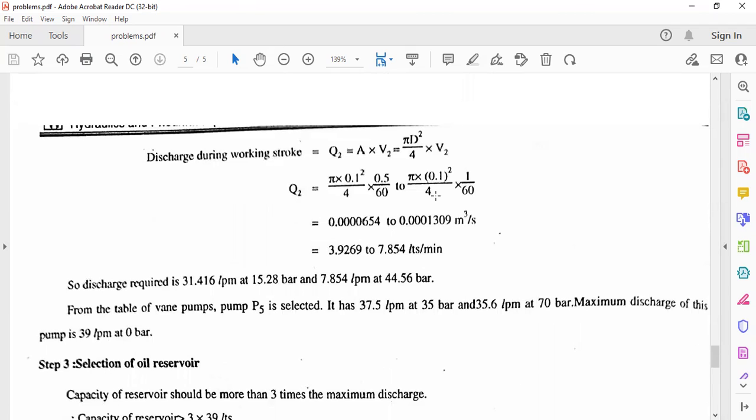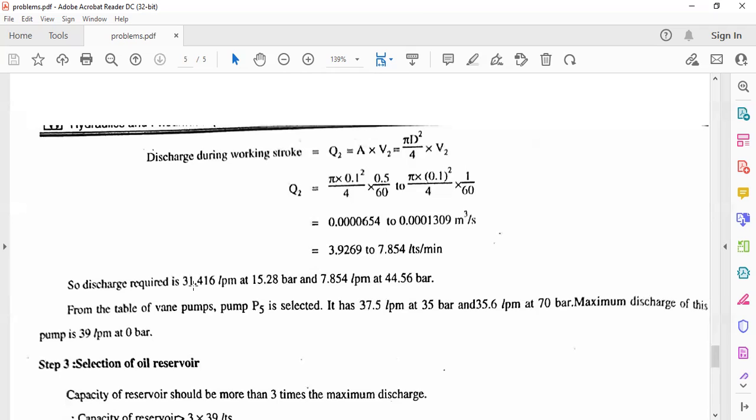Discharge during working stroke, Q2 equal to A into V2, equal to pi d square upon 4 into V2. Q2 equal to pi into 0.1 square upon 4 into 0.5 upon 60 to pi into 0.1 square upon 4 into 1 by 60, equal to 0.0000654 to 0.0001309 meters cube per second, equal to 3.92 to 7.85 liter per minute.